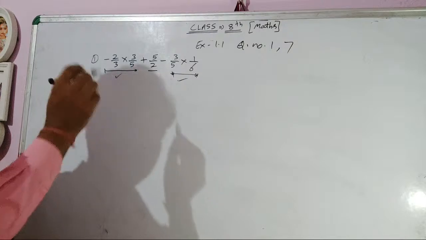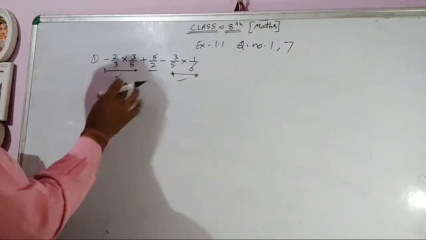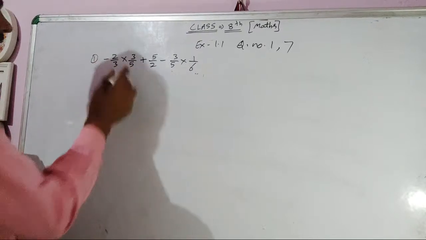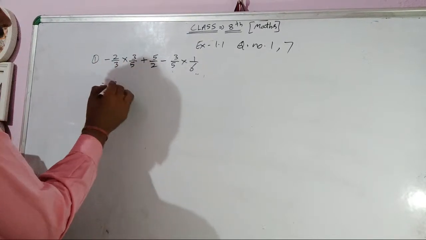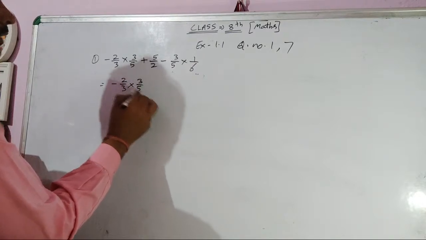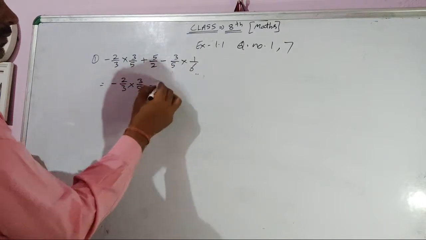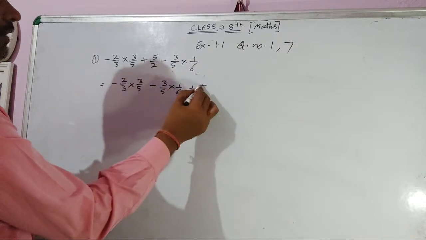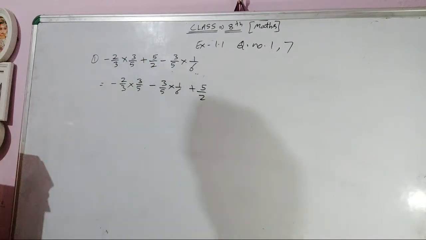And for that, you have to write these 2 terms one by one, right? Look here. I can write it as minus 2 upon 3 multiplied by 3 upon 5 minus 3 upon 5 multiplied by 1 upon 6 and plus 5 upon 2. Any confusion here? Can I write this equation as this one? Anybody have any confusion?